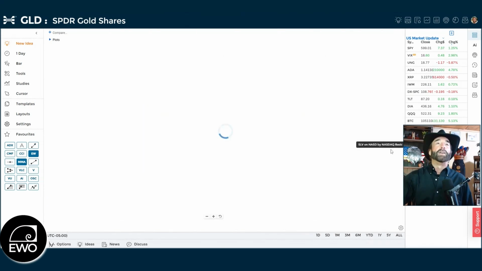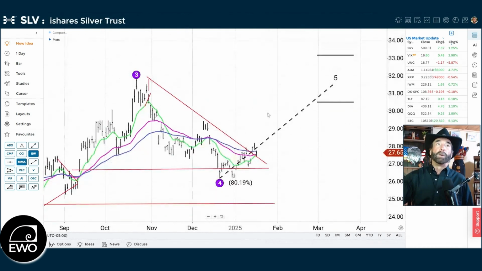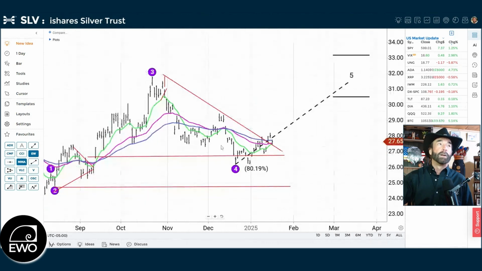Looking at SLV on it, it's trying to break out of its descending triangle. Remember, descending triangle doesn't necessarily mean you're going to break to the downside. Any triangle can break either direction. That's what the data shows. And we had a little bit of a breakout. We're back testing that upper trend line of the lower highs right now.